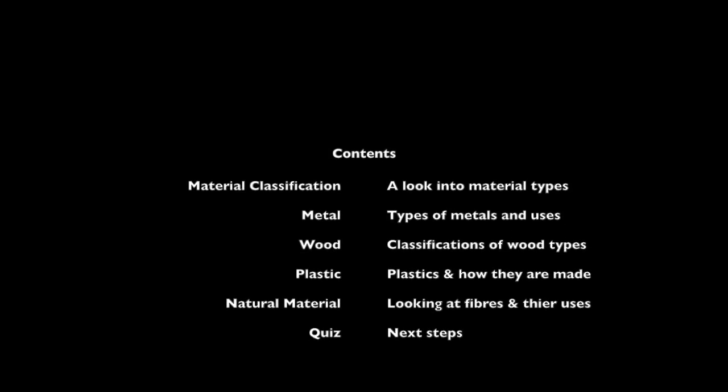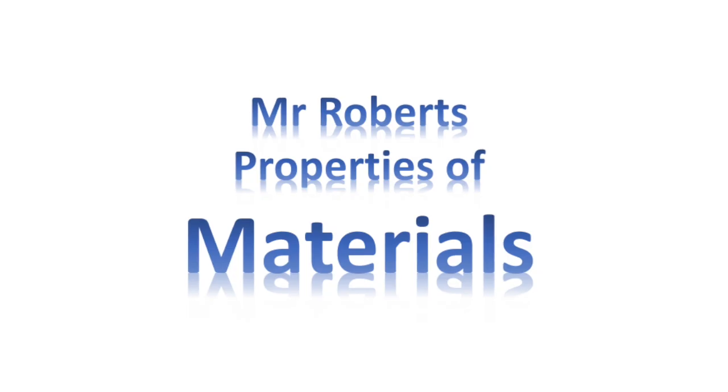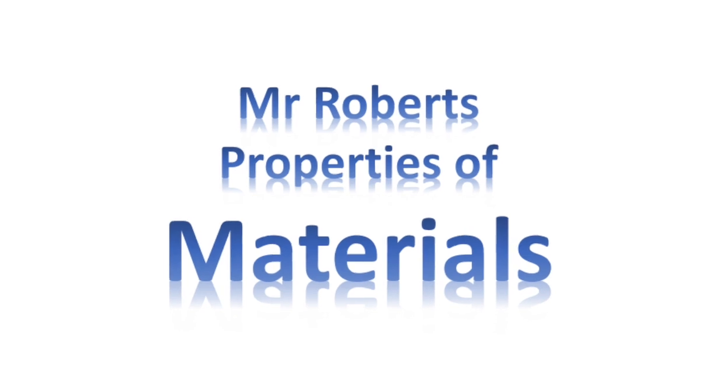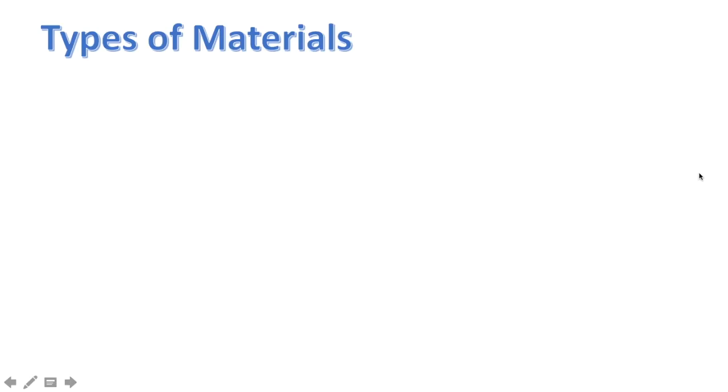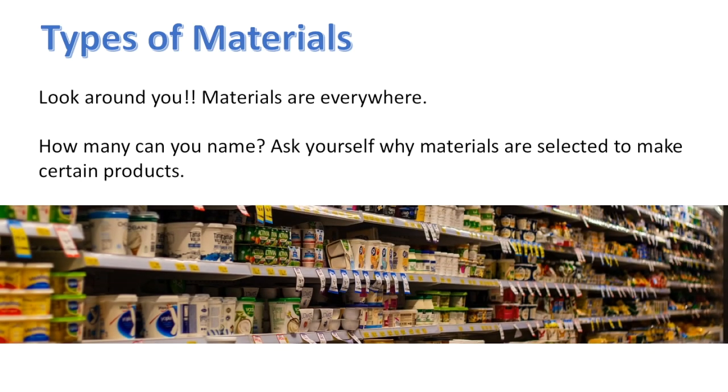So what we're going to look at are different types of materials like metals, woods, plastics and natural occurring materials. Looking at the different products around you, pause the video and think just for 2 minutes what the materials are and why those products are made from those materials.